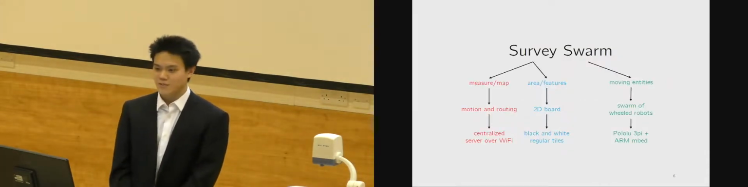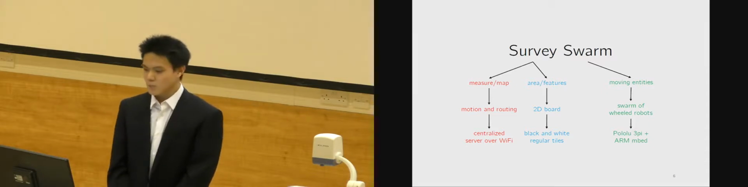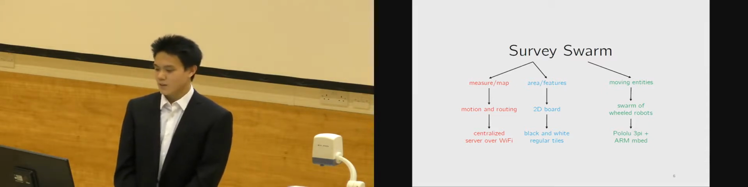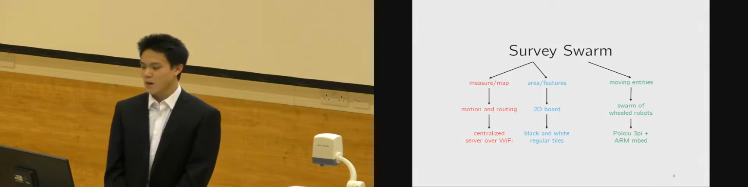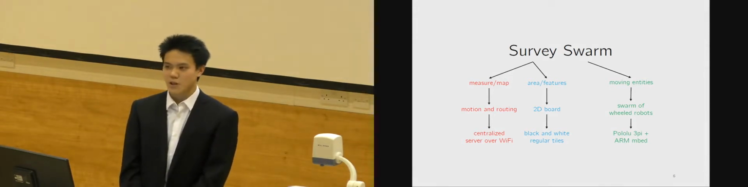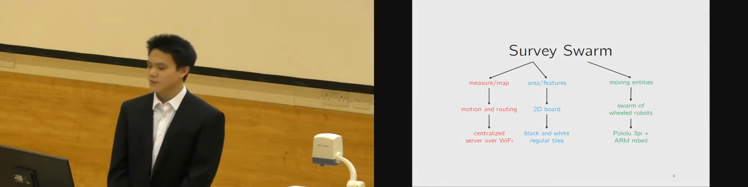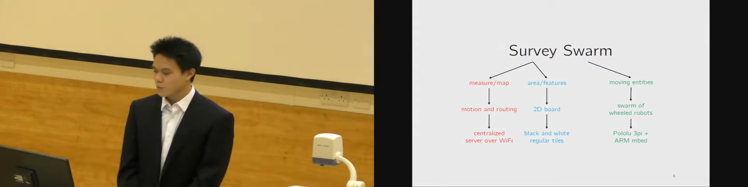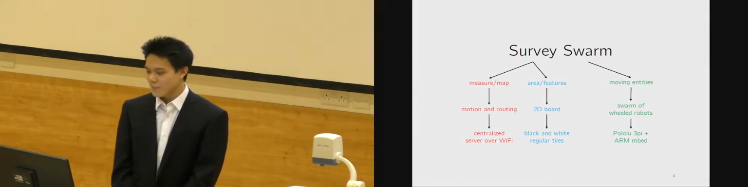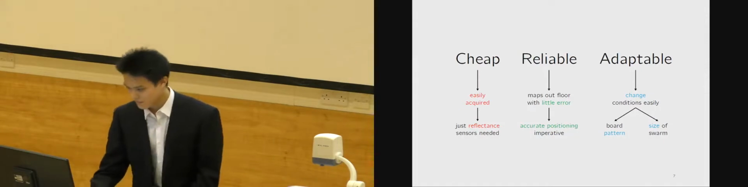We also identified three key features with Survey Swarm. We needed to measure out an area or board, which we decided to be black or white regular tiles, using a centralized server so it would be quick and would be a proof of concept. We were supplied robots called the Pololu 3Pi robots and the ARM mbed from our client.